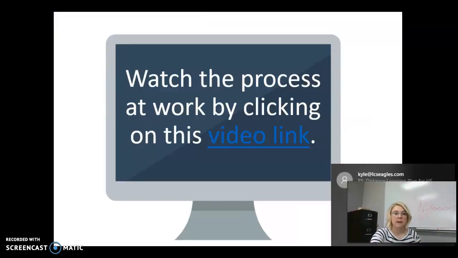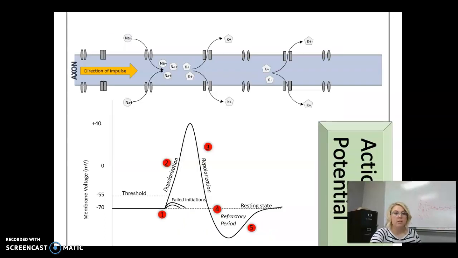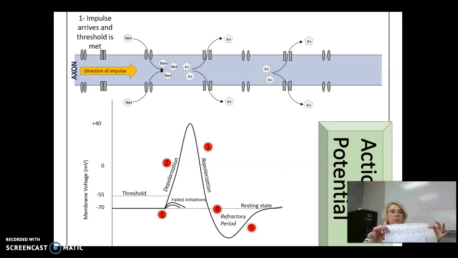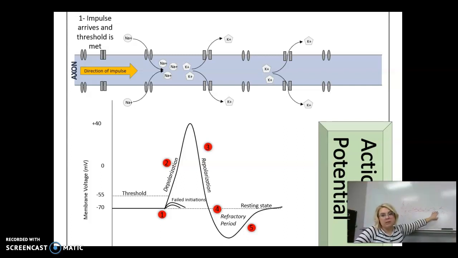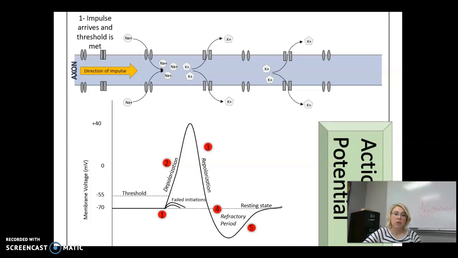Okay, we're going to pass by that. So let's talk about, you have some doodle notes here I want you to fill in. Okay, one at the top, up here, you're just going to write it at the top above direction of impulse. Here's our axon down here. The impulse arrives and the threshold is met, meaning everything is exactly how it should be so that the impulse can go where it needs to go. As you can see, we have our sodiums and our potassiums.